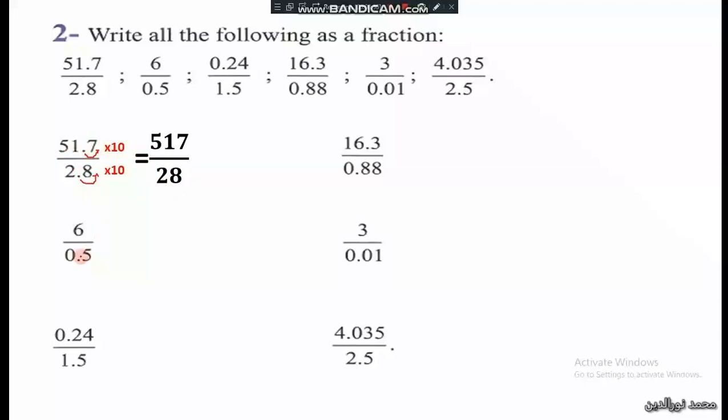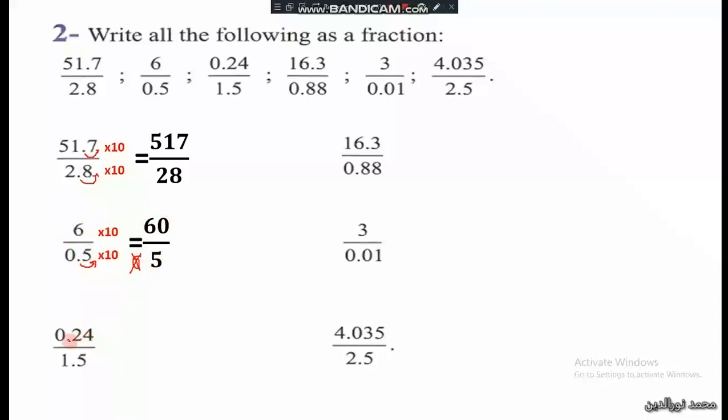Here we have to multiply by 10 to get rid of the decimal point, and we have to do the same for the numerator. Also we have to multiply by 10. So we multiply both terms by 10. So it's 6 times 10 is 60, 0.5 times 10, we move the decimal point just one step to the right and it becomes 5, and the 0 here is not useful, so it's 60 over 5.